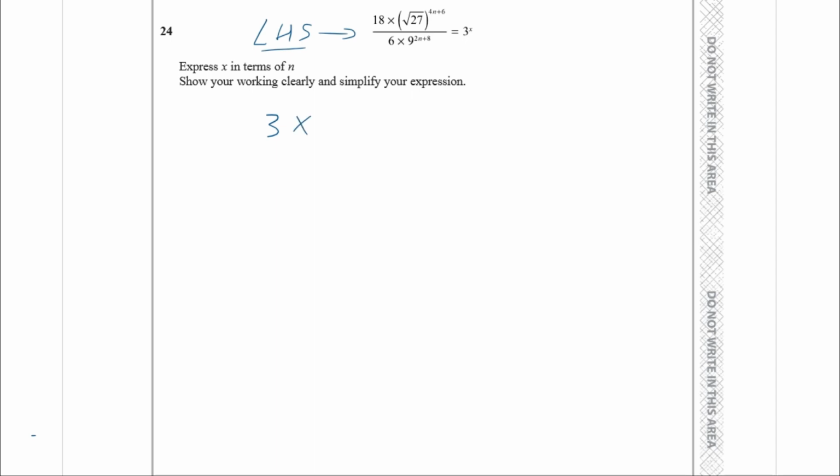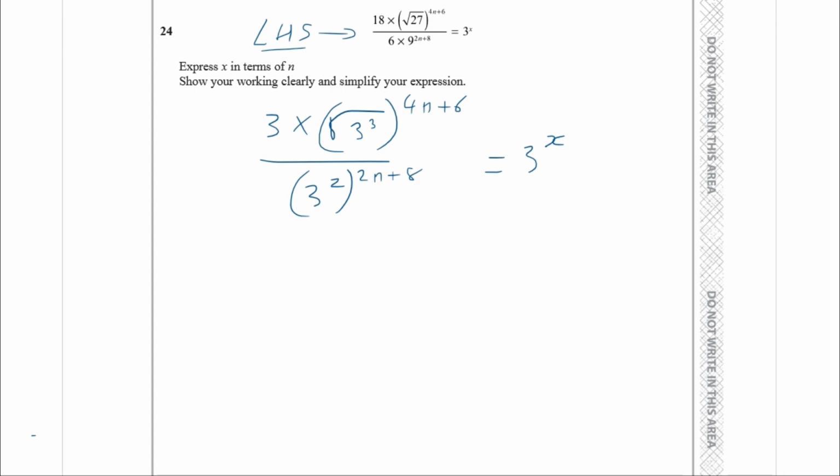the square root of 27, which is 3 cubed, to the power 4n plus 6, divided by 9, which is 3 squared, to the power 2n plus 8. So this is going to be equal to 3 to the power x, and we're going to try and simplify this left-hand side as much as possible.